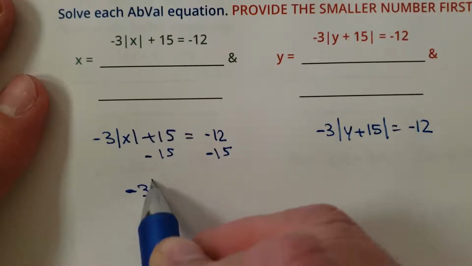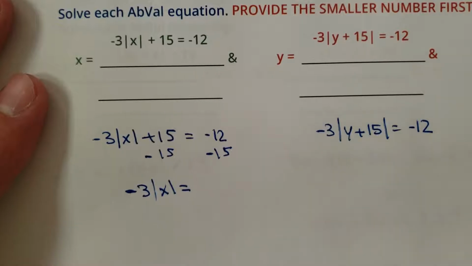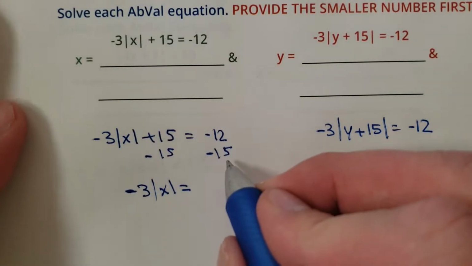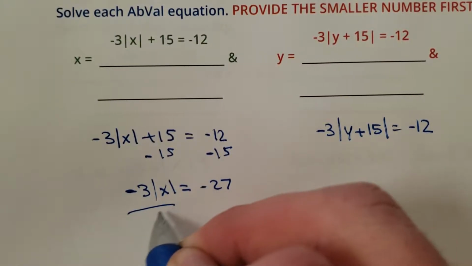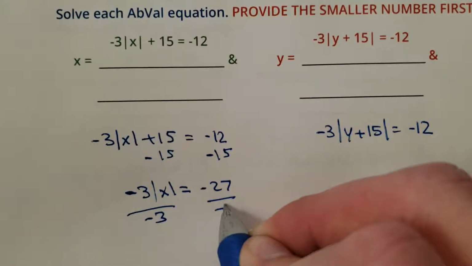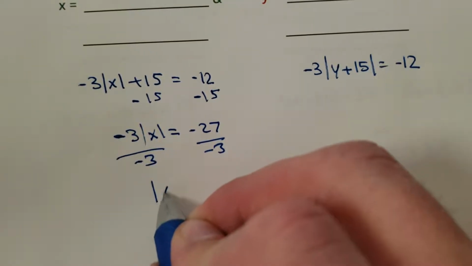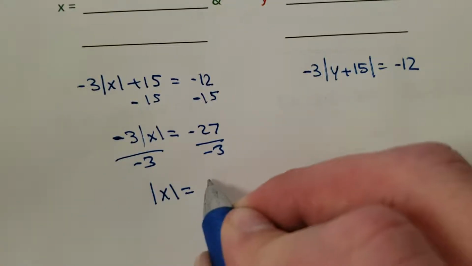Rewrite: negative 3 absolute value of x is going to be a negative 12 minus a 15, which I believe is a negative 27. Divide both sides by a negative 3. The absolute value of x is going to equal a positive 9.